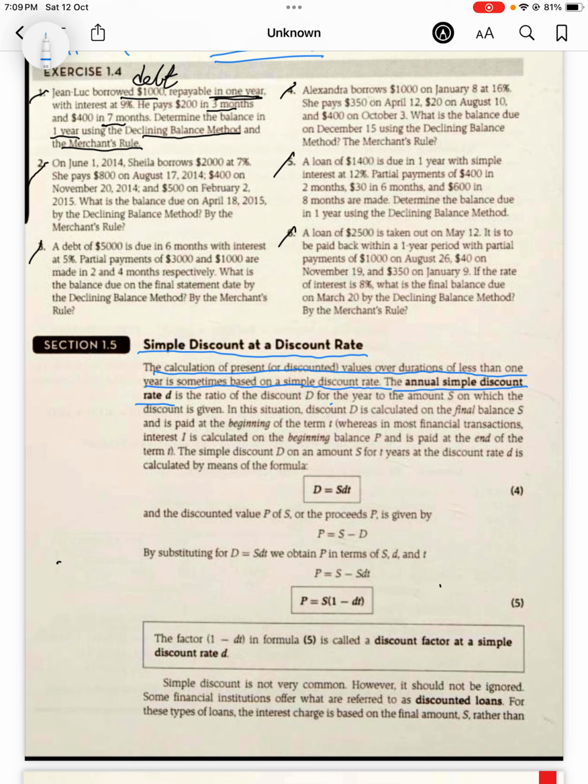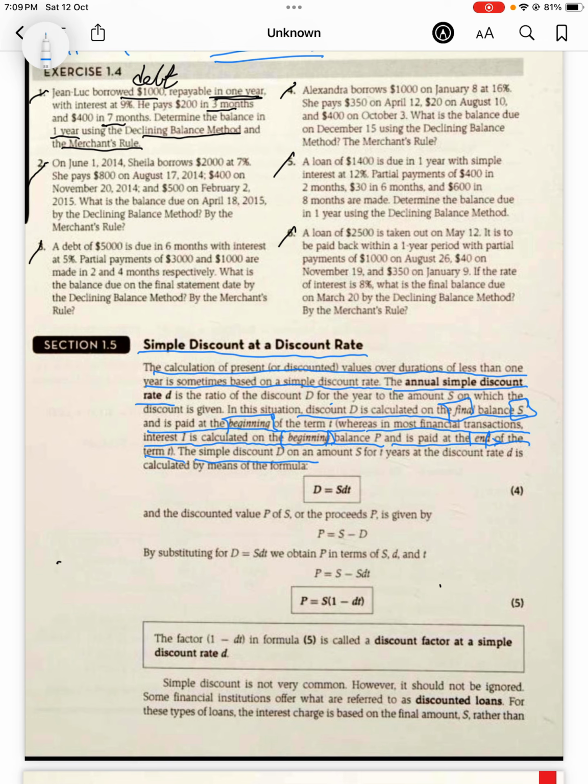In this situation, discount D is calculated on the final balance S and is paid at the beginning of the term T, whereas in most financial transactions interest I is calculated on the beginning balance B and is paid at the end of the term T.